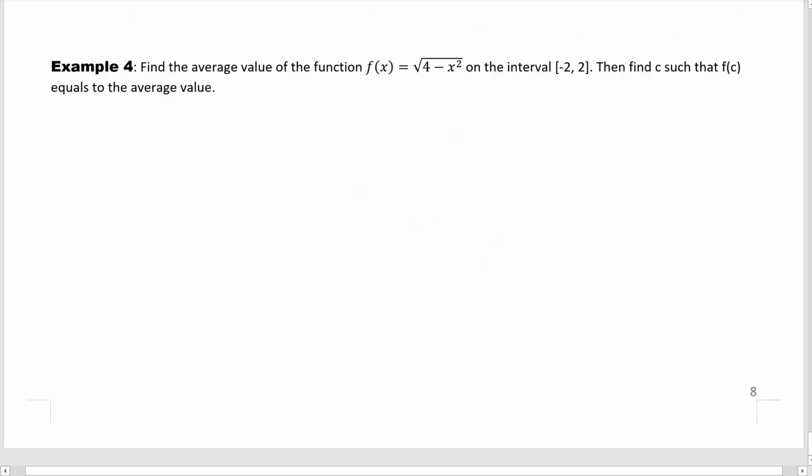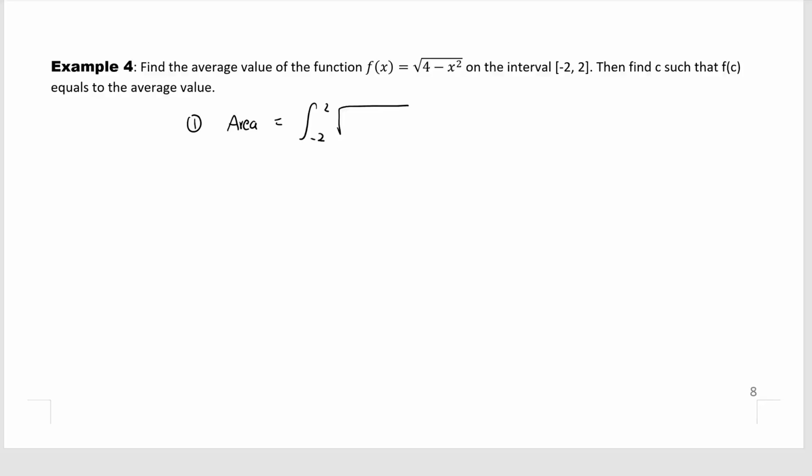Okay, so example 4. Find the average value of the function. You can also pause the video and try to work on this problem. After you're done, you can continue to play the video and check our answer together. Are you done? Okay, let's go over it. What is the first step? Okay, so the first step is the area. So area is the integral from -2 to 2 of square root of 4 minus x squared dx.